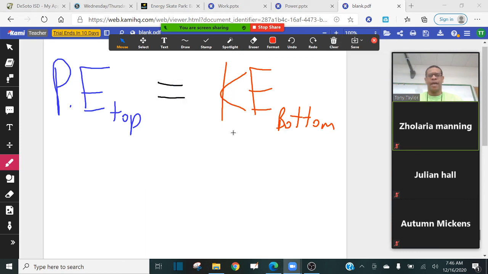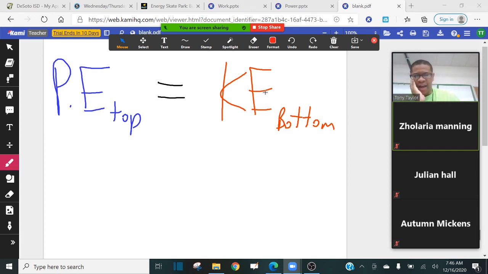And one more thing I want to say, guys, for the test, whenever you are making your calculations here, remember this basic rule: the potential energy at the top is equal to the kinetic energy at the bottom. Because there are going to be some questions on the test where they may give you all the information to calculate the potential energy at the top, but they may ask you what is the kinetic energy, in other words, kinetic energy at the bottom.